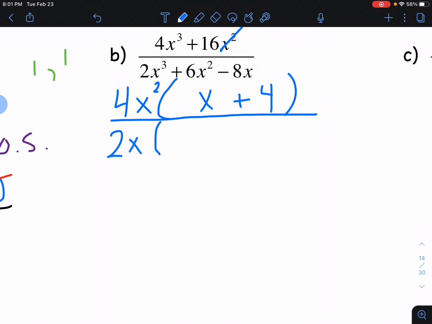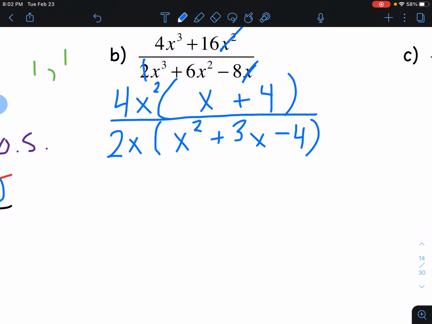So 2x to the third divided by 2x, the 2 divided by 2 is 1. And x to the third divided by x is x to the second. Remember, we're subtracting 3 minus 1 to get the x to the second. Plus 6 divided by 2 is 3. X to the second divided by x is x. That's bothering me. That's the ugliest 3 in the world. I started writing a 2. Okay, and then minus 8x divided by 2x, so minus 8 divided by 2 is 4, and then x over x, the x's cancel.